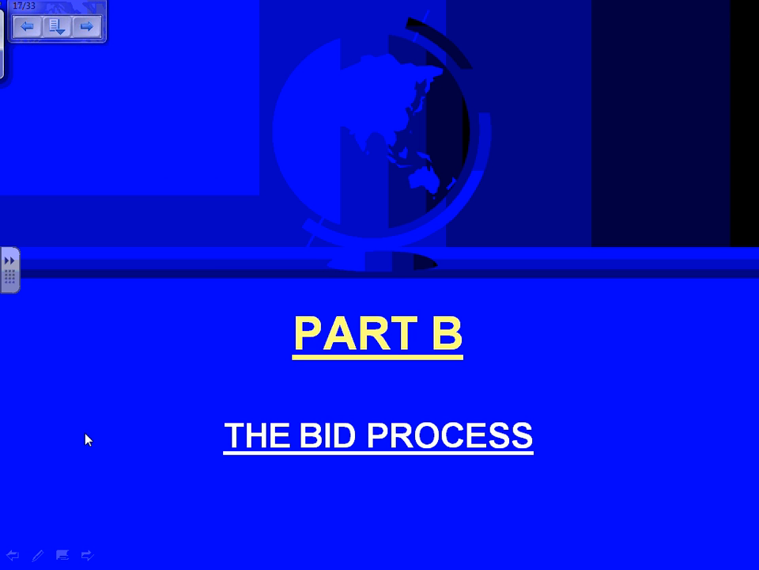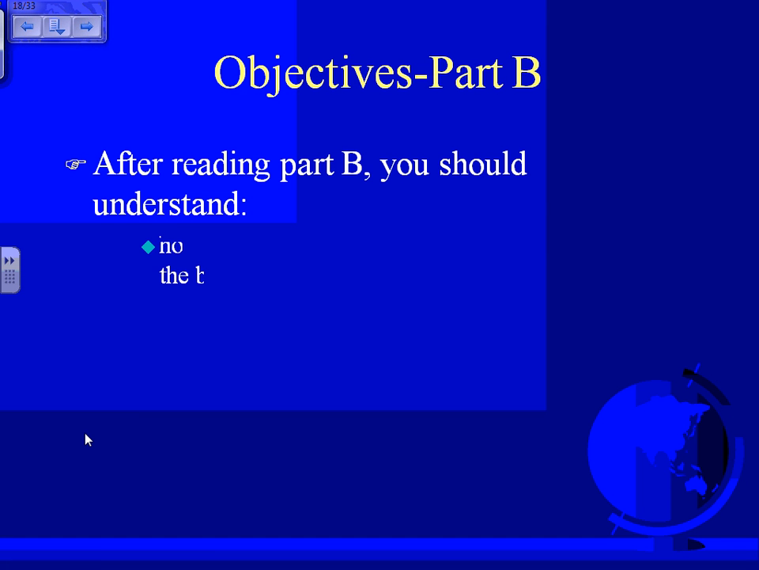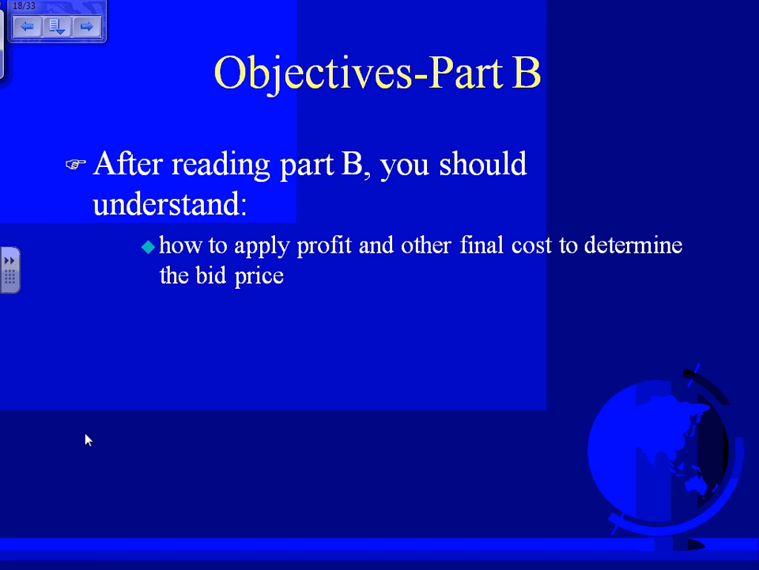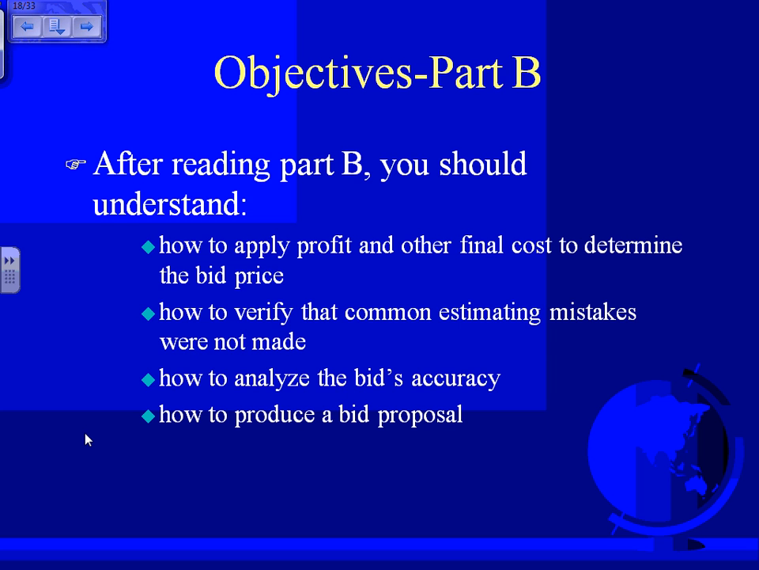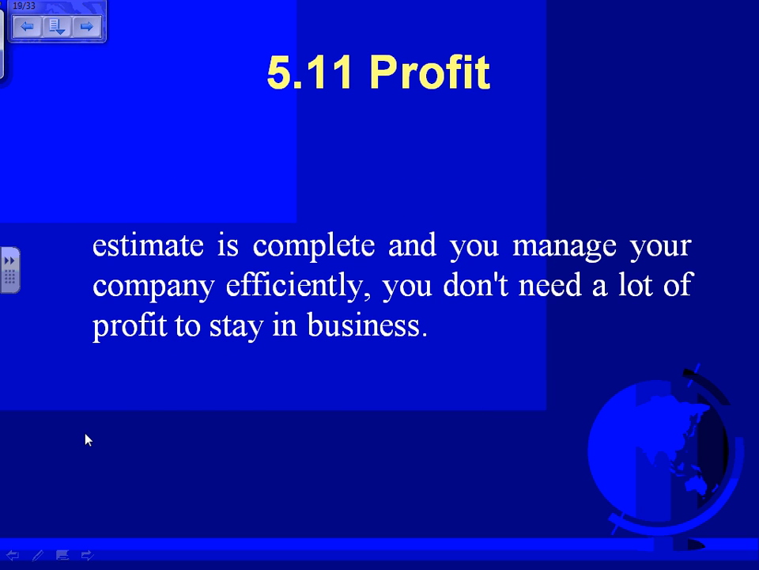Now remember the bid summary. We need to go all the way to the bid process. A couple of things, guys. They call it the bid process because you add a profit to the final cost. We're going to make money now. And common mistakes: we're going to verify the estimates, bid accuracy, and bid proposal. I want to highlight a few things in this section. You need to apply a profit, check bid accuracy, and do a bid proposal.